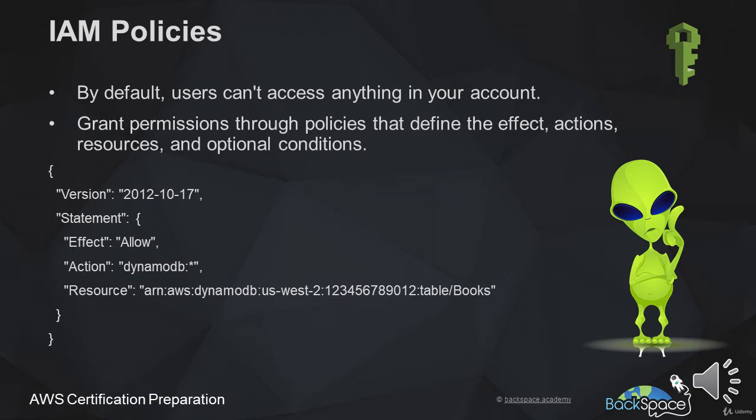Just a very simple policy there. So we've got a statement there that has the effect being allow. So we can have allow or deny. And the action is to have DynamoDB and all actions relating to DynamoDB, and the resource that it's going to apply to will be the table books there, the ARN for that.